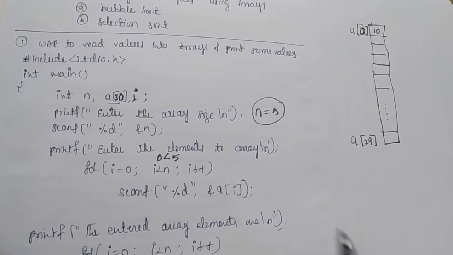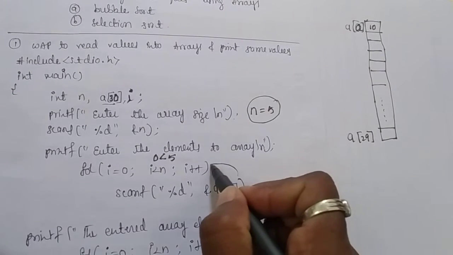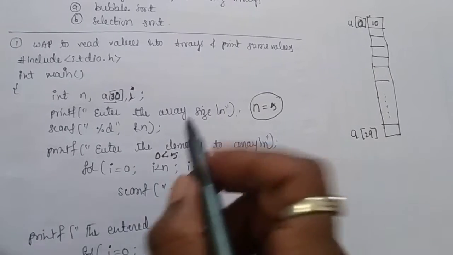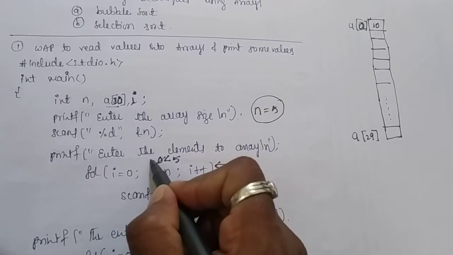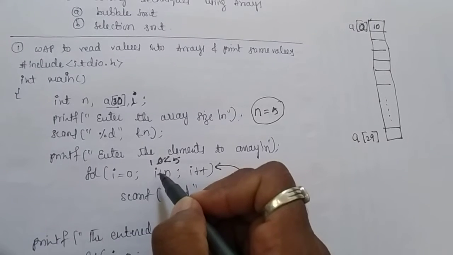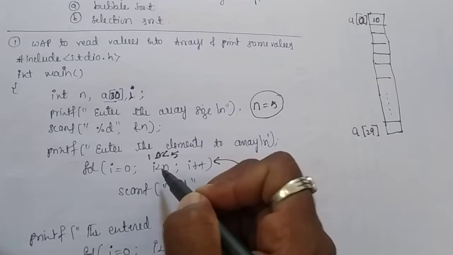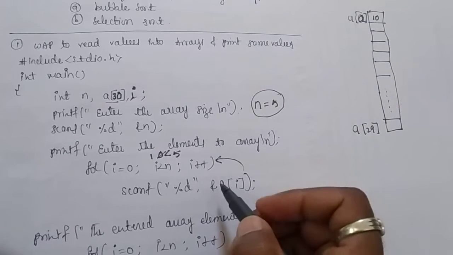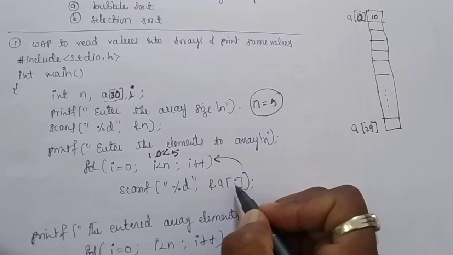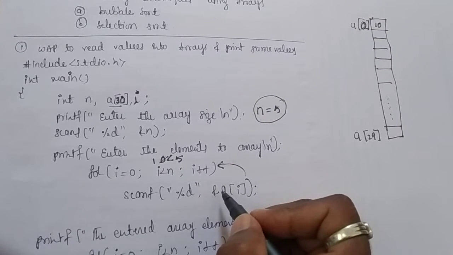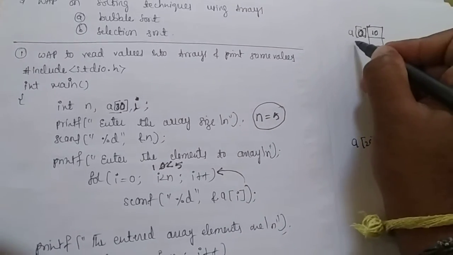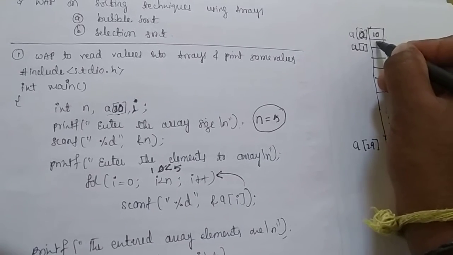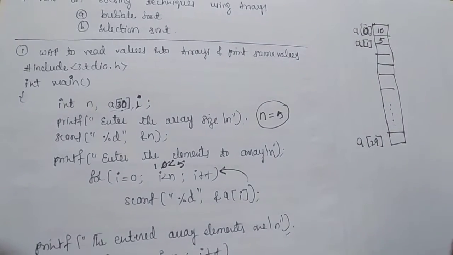Now after this, what happens? The control jumps to i++. The i value is incremented to 1. Earlier it was 0, now it is 1. Now check the condition: is 1 less than 5? Yes, the condition is true. Once again the scanf statement is executed. It means you are going to enter the second value in the location a[i], where i is 1. So a[1] will contain some value. In this location I can enter any value. I will enter 5 or 15, whatever you want.